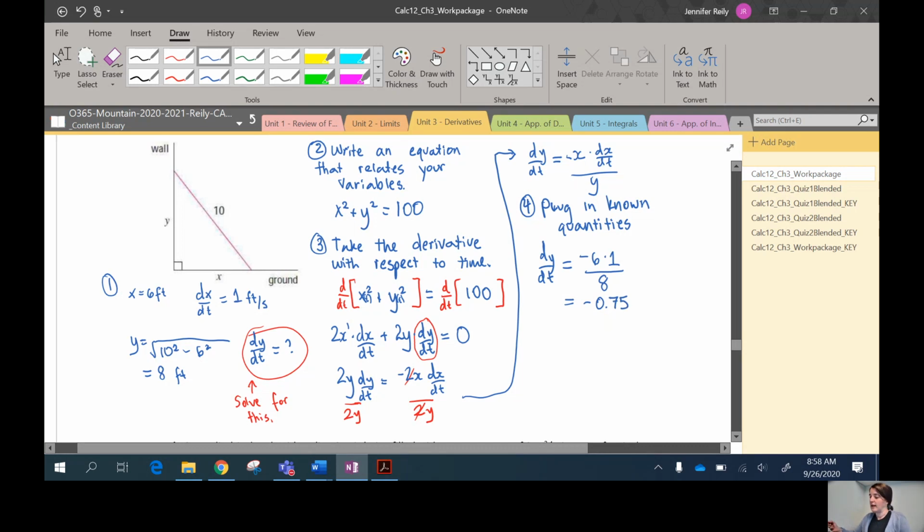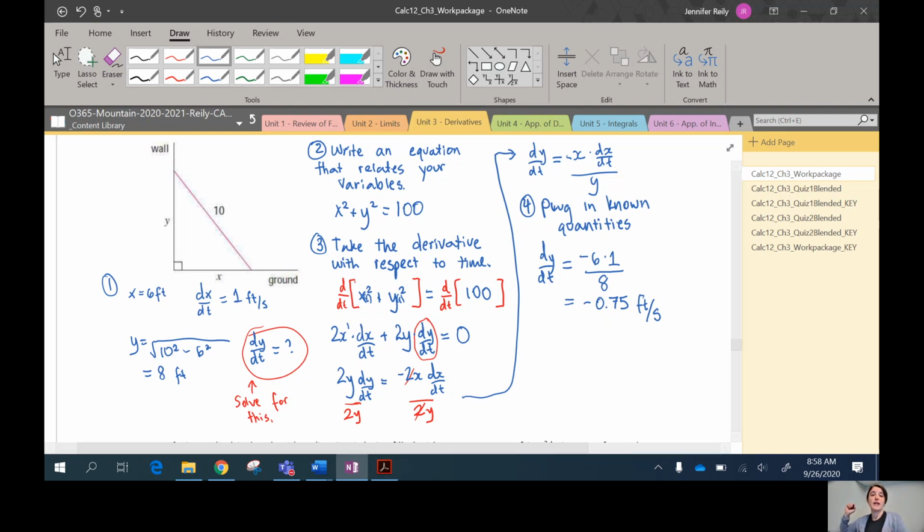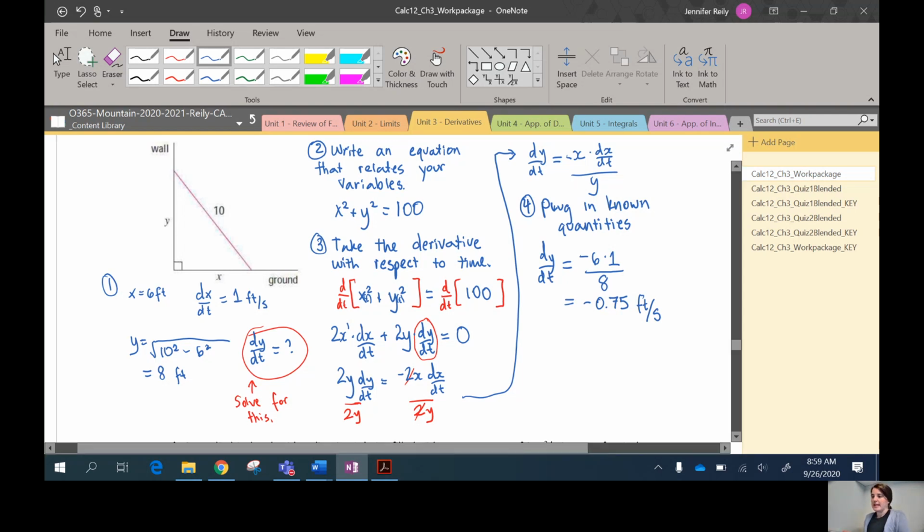To get the units, we need to look at what the units of y and t are. The units of y are feet, and the units of time are seconds, so it's feet per second. The reason it's negative is because it's a rate. Negative rates just mean that quantity is decreasing with time. And that makes sense because the ladder's falling down, so that distance y is decreasing. The last thing you need to do, since it's a word problem, is interpret your solution, because I need to know that you understand what your answer actually means.